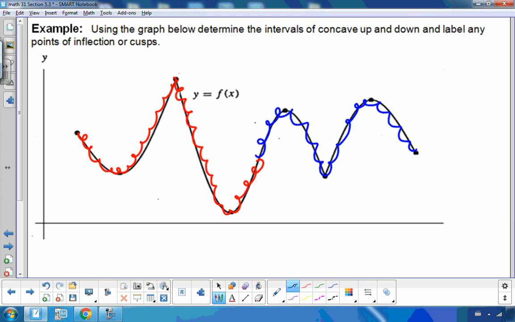Okay, so now that I've identified those, let's look at the points. So this point right here, concave up meets concave up. This is a cusp. Here, concave up meets concave down. That's an inflection point. And here, concave down meets concave down, so that is a cusp. Okay, so we can see that graphically, but let's look at how we do it algebraically.